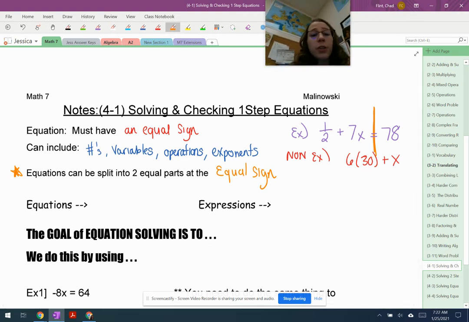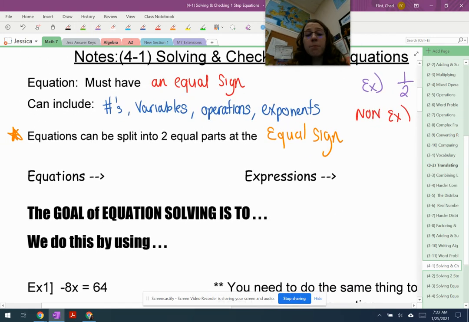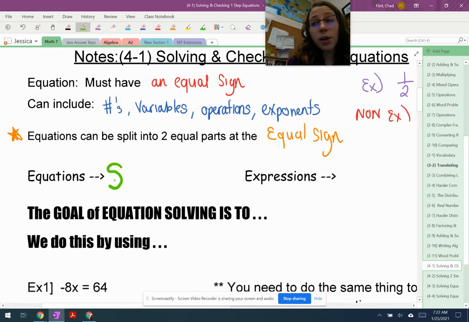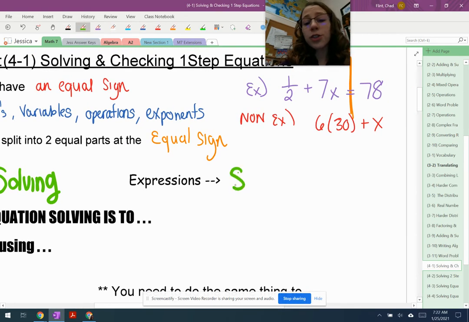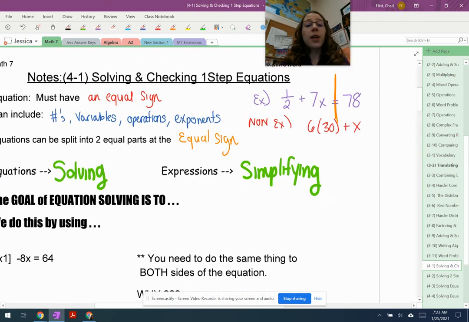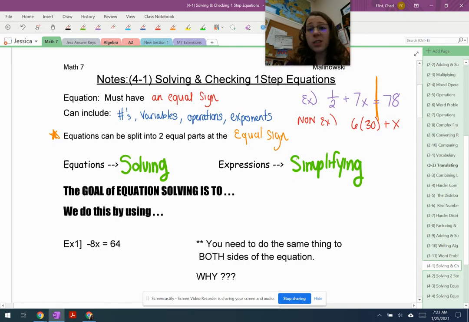So the difference between equations and expressions, besides the fact that one has an equal sign and one doesn't, has to do with what you do with them. An equation has to be solved, whereas when you're looking at expressions, you're not solving, you're simplifying. So that's the big difference. When you're reading the directions, you want to make sure that you're paying attention to if A, it's an equation or an expression, and B, if the directions are asking you to solve versus simplify.